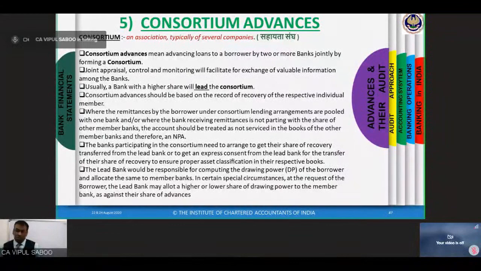Right? So the lead bank has to pass on the share of the income to the other banks on a periodic basis. If the lead bank doesn't do so, then the NPA has to be classified bank-wise. The other banks, if they are not receiving their income, for them it is non-performing, although the loan is a performing asset with the lead bank. So the participating banks have to make arrangements with the lead bank that the interest income is periodically transferred to them as well.